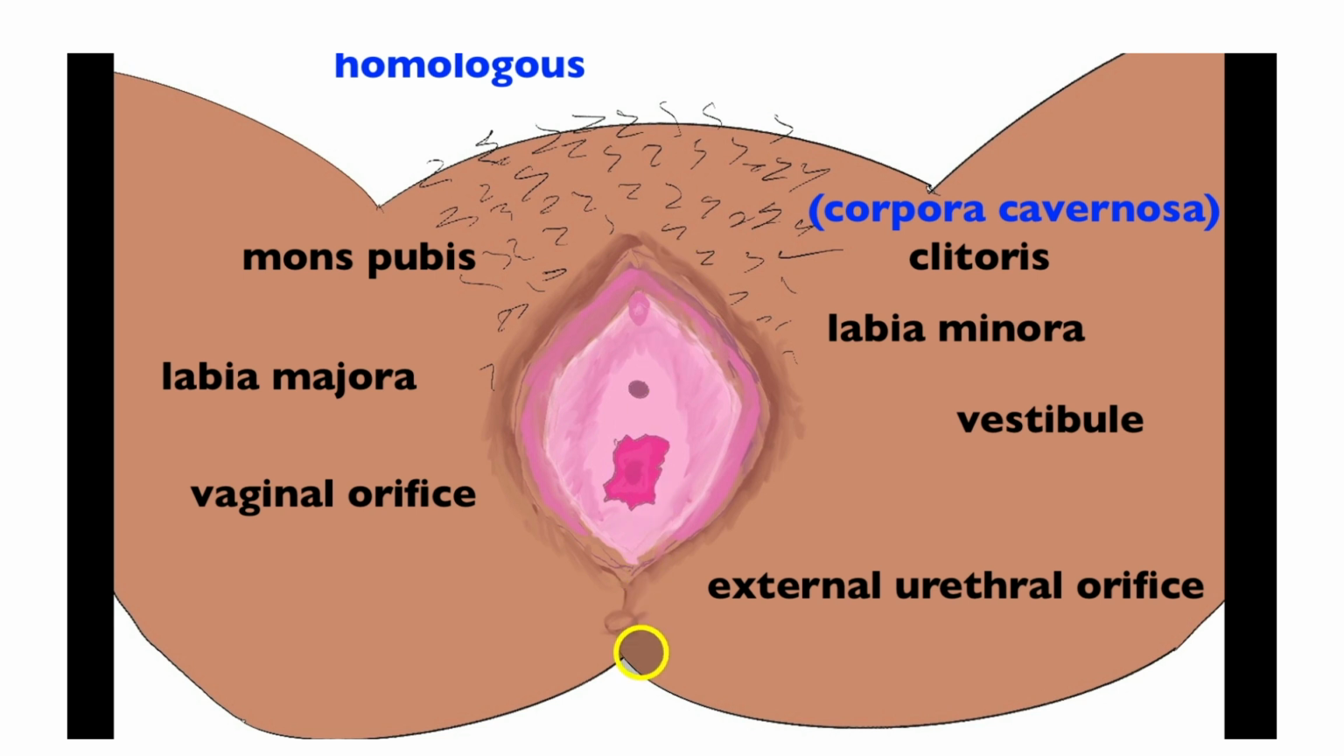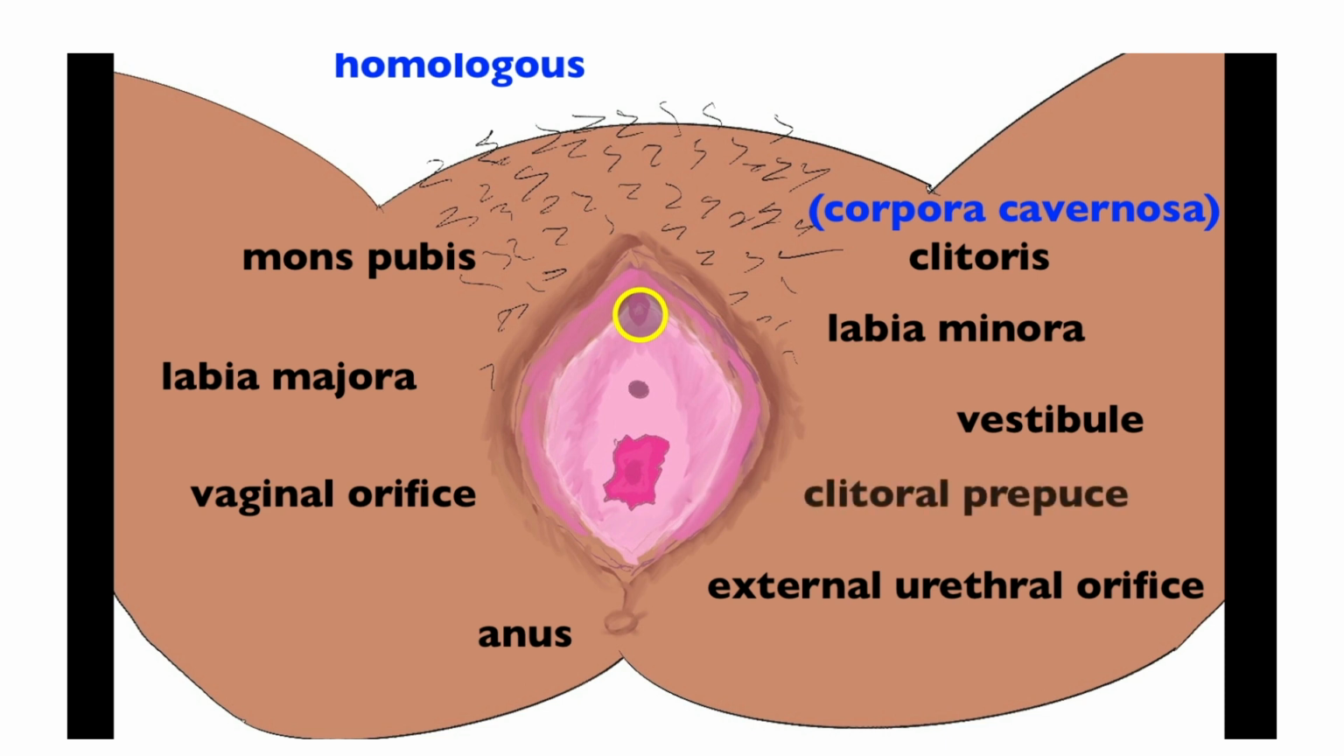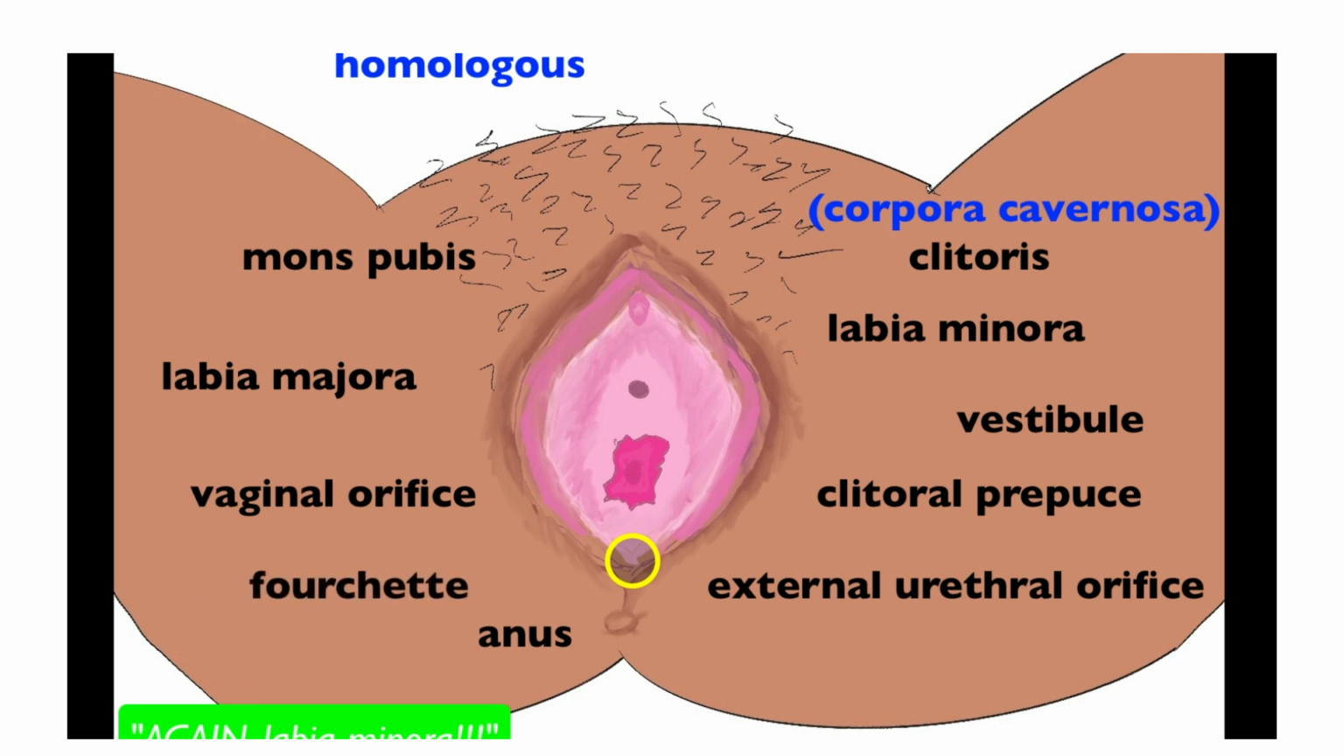To put things in perspective, this right here is the anus. So from posterior to anterior, we have the anus, vaginal orifice, external urethral orifice, and the clitoris. At the anterior aspect of the labia majora, where they meet anteriorly, they cover up the clitoris, creating what's known as a clitoral prepuce, similar to the prepuce or foreskin that covers the glans penis. And where the labia majora meet posteriorly is known as the fourchette.